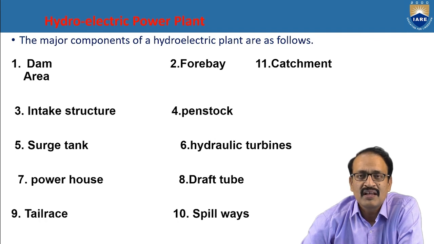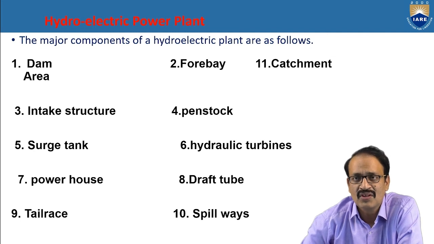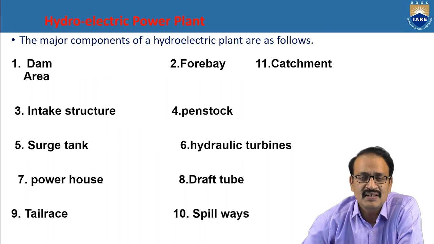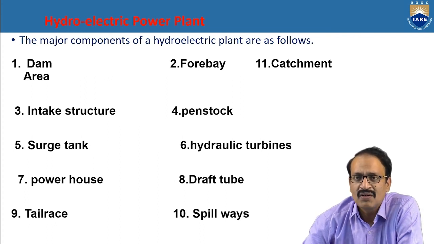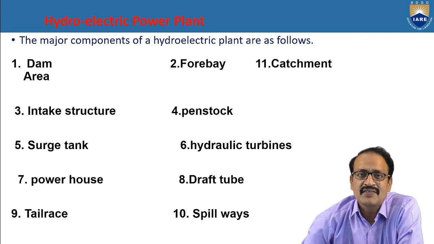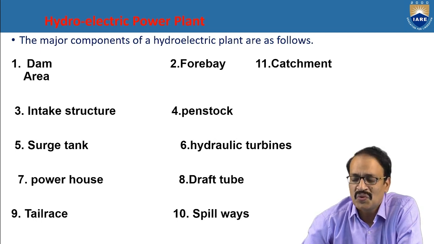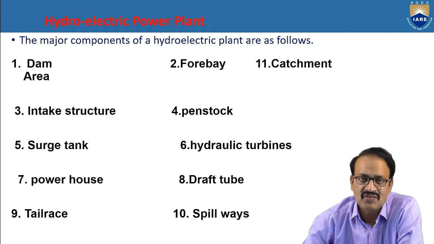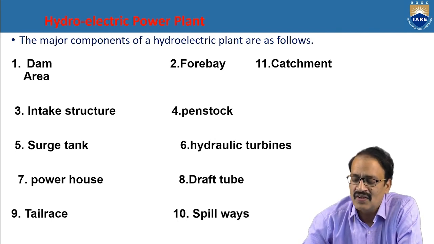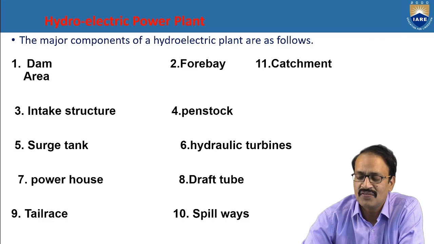After that, the turbine is connected to the generator that will be in the powerhouse, and afterwards there will be the draft tube and a tail race. The purpose of the surge tank: whenever excess water is going to come, it is going to store that excess water, and whenever there is less water, it is going to release that water, and there is stability in the flow of the water.